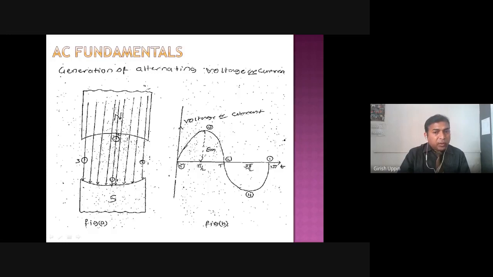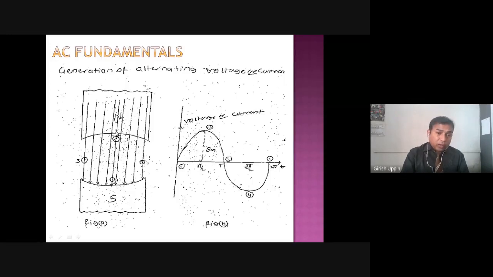If we join those values, we get a sine wave. The EMF that is induced in the conductor is directly proportional to sine of the angle between the direction of motion and the direction of the flux. So that is why we get the sine waveform. If you join all those points, you are going to get a complete sine wave.